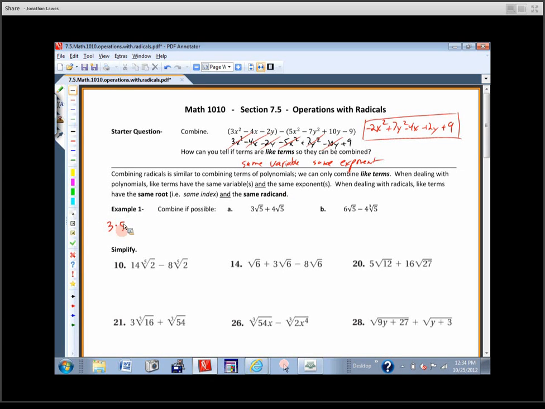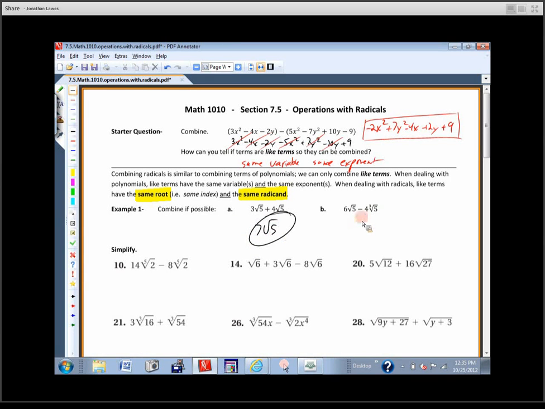Really, that's 3 times 5 to the 1/2 plus 4 times 5 to the 1/2. So if you think of that as the variable, these would be the same variable and it has the same exponent. So if we're going to combine radicals, they need the same root and they need the same radicand. In other words, they need the same index, and what's underneath the radical has to be the same in both cases. So on this problem, I've got 3 radical 5s plus 4 radical 5s, so the answer is 7 radical 5. It's that easy.